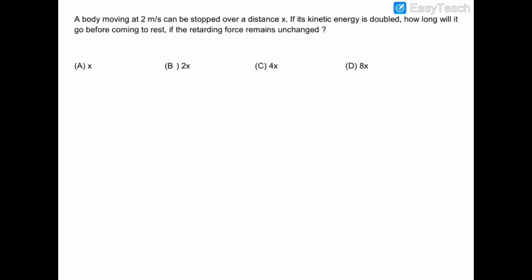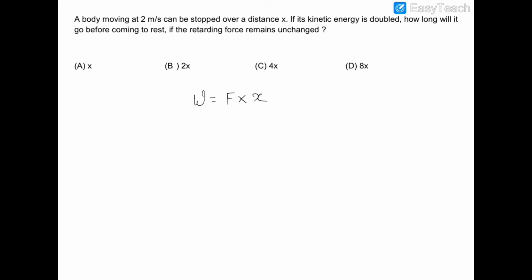In this question, it is given that a body which is moving at a speed of 2 meters per second can be stopped over a distance of x by a force F. If its kinetic energy is doubled, how far will it go before coming to rest? We know that when a body is being retarded by a force, the work done by that force against the body will be W equal to F into x, where x is the distance in which the body comes to rest.